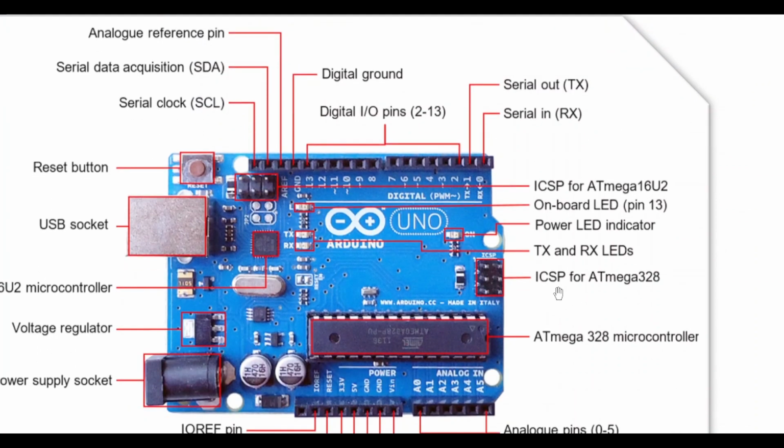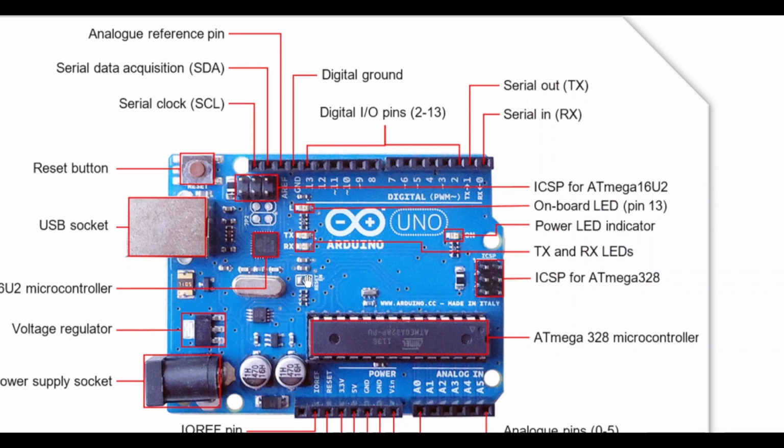Now here is the ICSP for the ATmega328. Arduino uses that microcontroller, and you can give code without using the USB socket. When you see the microcontroller, I can give code using another socket. Now that's the ATmega328 microcontroller.